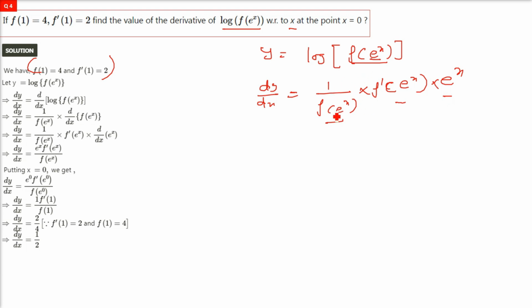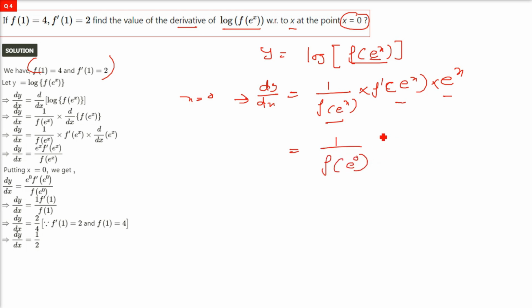But at what point or what value do we have to find out? This has to be found out at x equals 0. So dy by dx at x equal to 0 we need to find out. So now wherever you get x, just put it as 0.